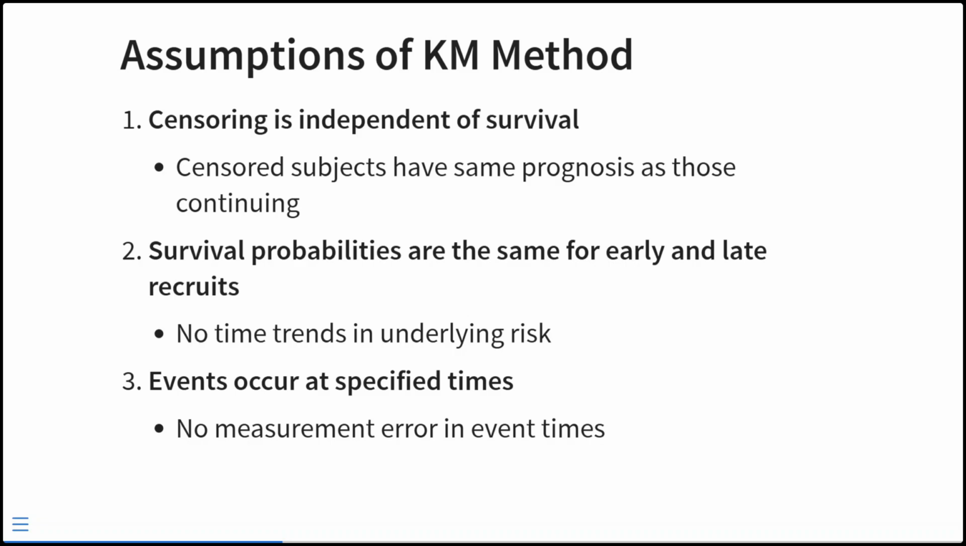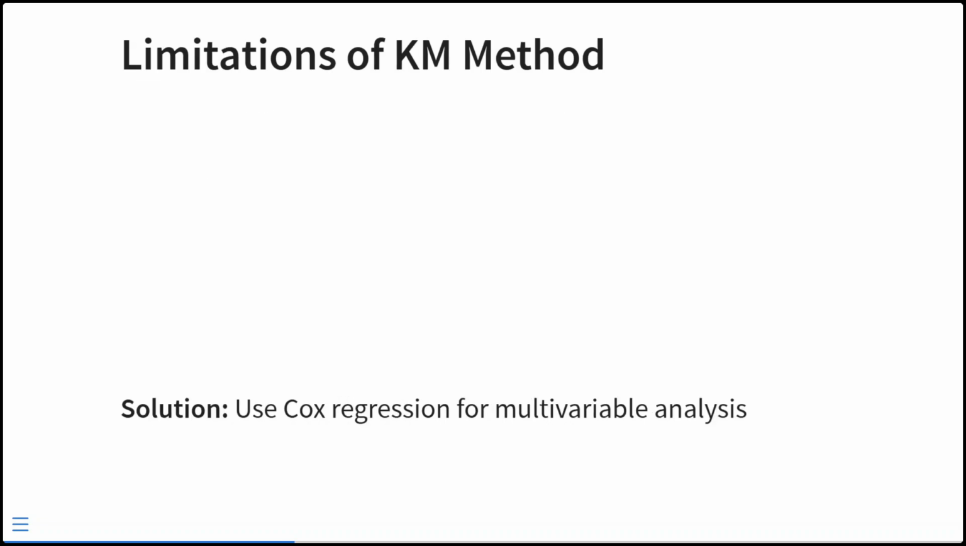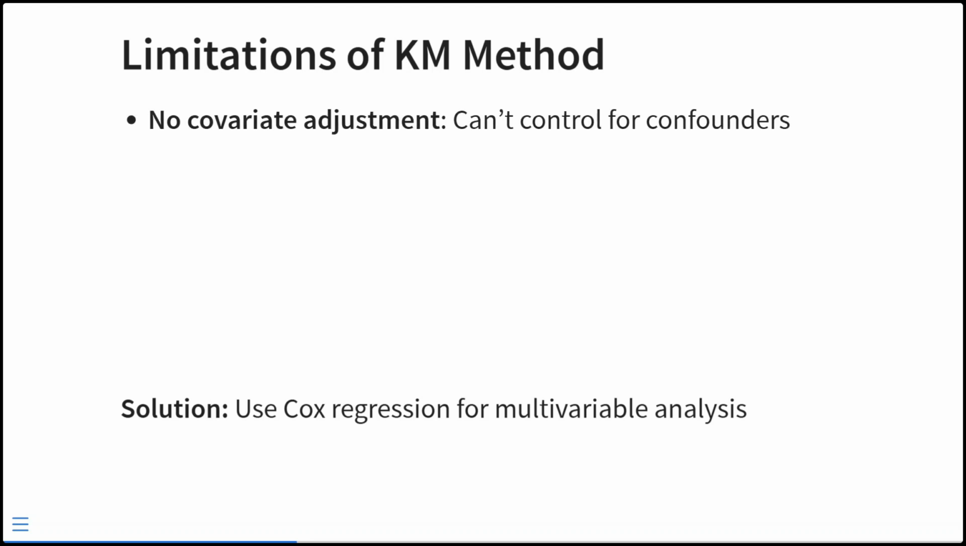So these are the three assumptions. First of all is that censoring should be independent of survival, and that means you should not have anything that's affecting censoring. Even though the Kaplan-Meier method is a very good method, it has some limitations. One of its limitations is that there are no adjustments for covariates, so it cannot control for confounders. I already talked about confounders in regression. So one of the disadvantages of the Kaplan-Meier method is that I cannot adjust for confounding, and that's why we'll be looking at the Cox regression later on for multivariable analysis.